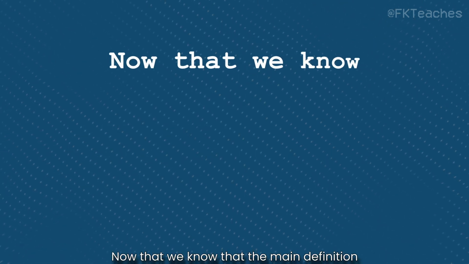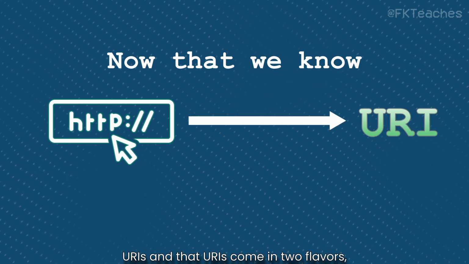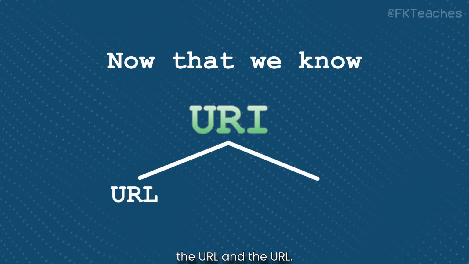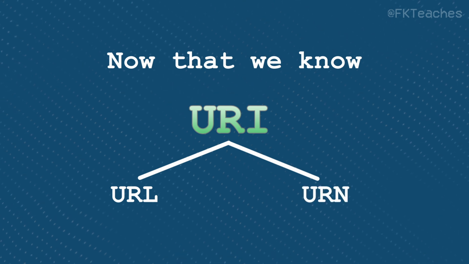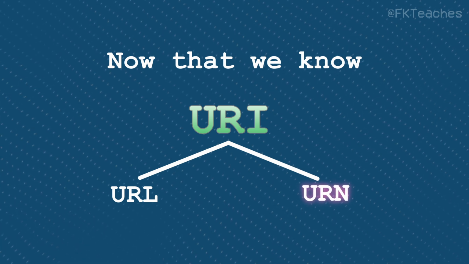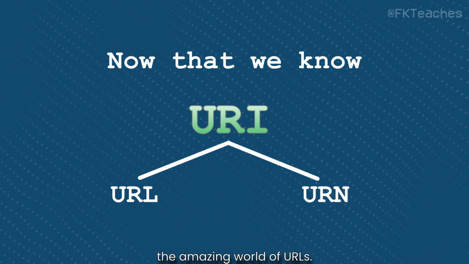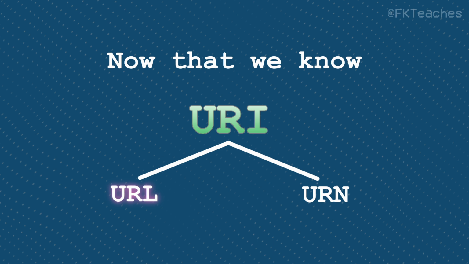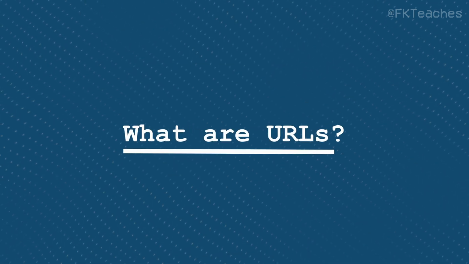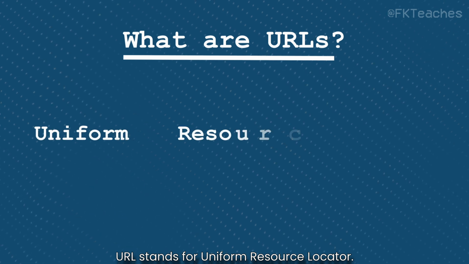Now that we know that the main definition of resource identifiers on the web is URIs, and that URIs come in two flavors, the URL and the URN, and we have also taken a quick look at what URNs are all about, it's now time to explore the amazing world of URLs. So, what are URLs? URL stands for Uniform Resource Locator.